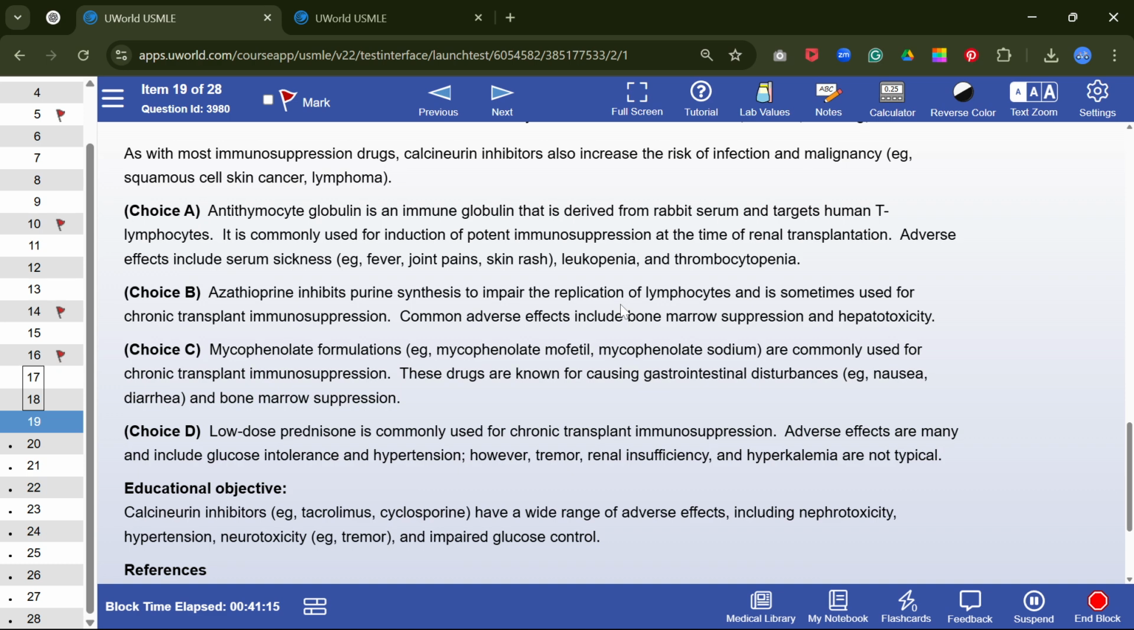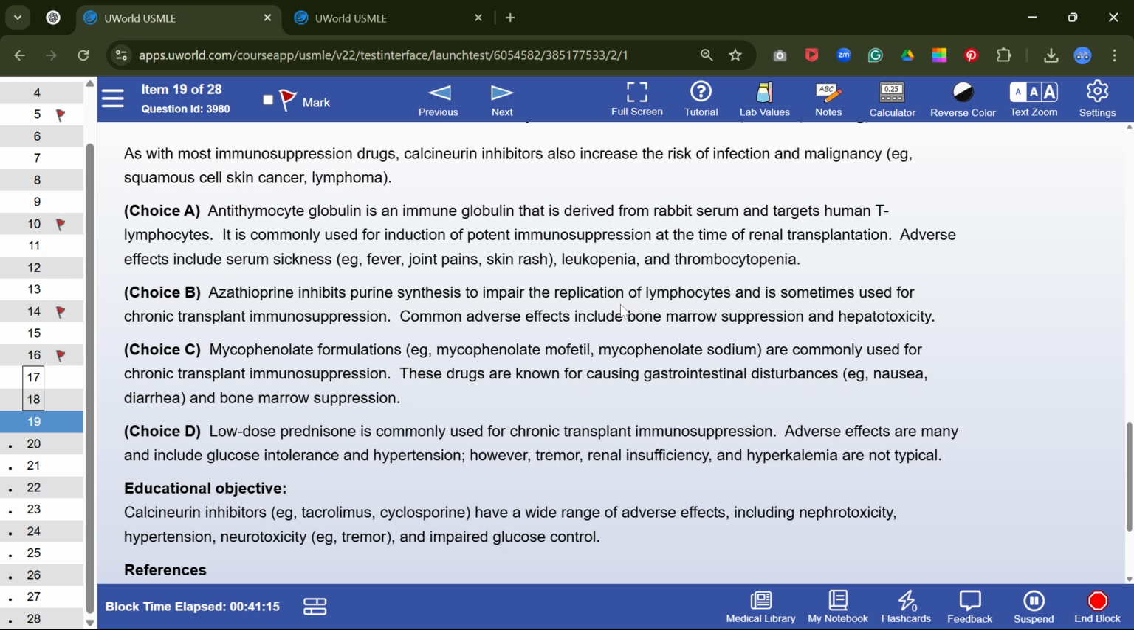Azathioprine inhibits purine synthesis to impair the replication of lymphocytes and is sometimes used for chronic transplant immunosuppression. Common adverse effects include bone marrow suppression and hepatotoxicity. Mycophenolate formulations, mycophenolate mofetil and mycophenolate sodium, are commonly used for chronic transplant immunosuppression. These drugs are known for causing GI disturbance, nausea, diarrhea, and bone marrow suppression.